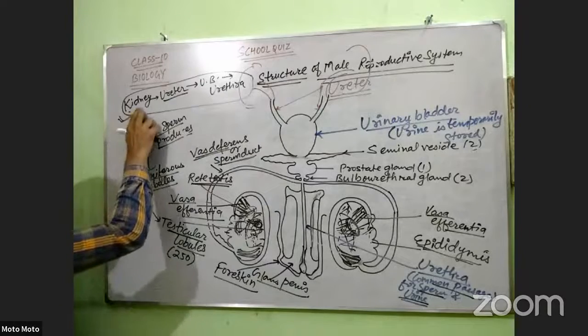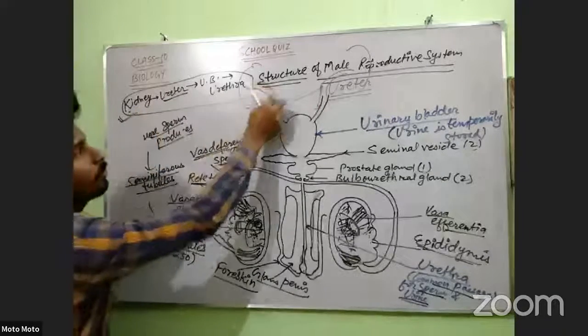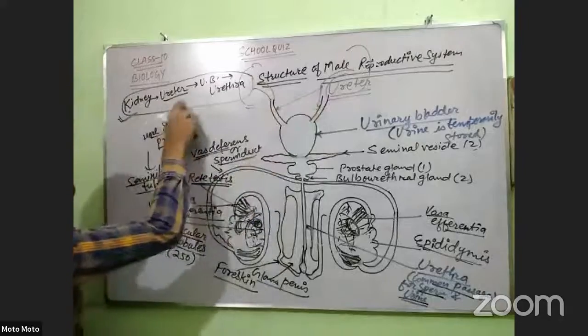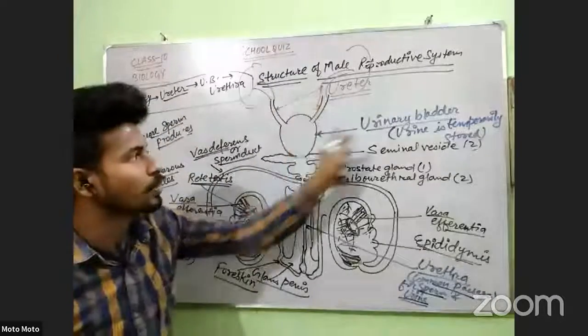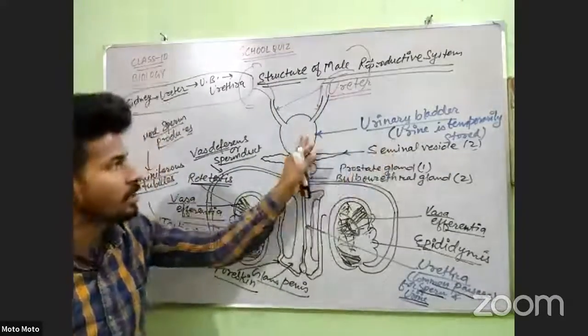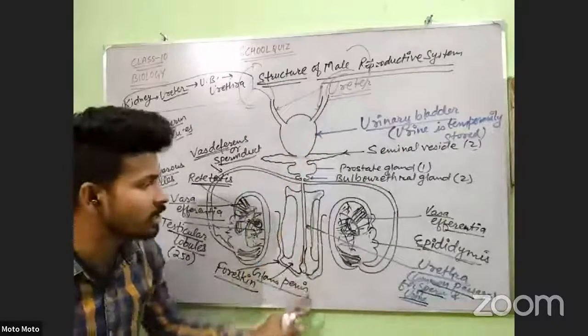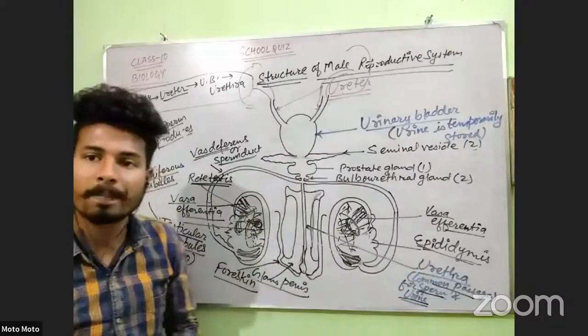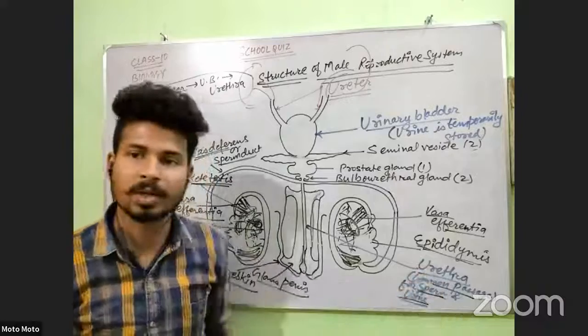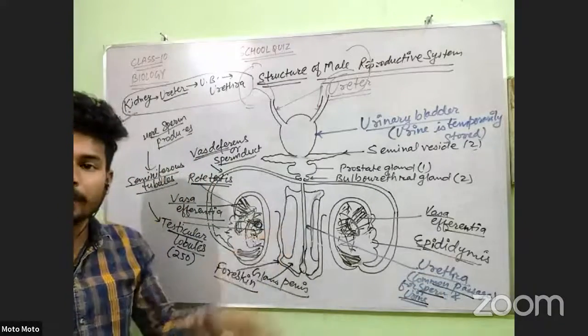The kidney has two ducts that come out, named the ureter, and the ureters join with the urinary bladder. This urinary bladder eventually leads into a single opening or common passage named the urethra. This is the passage for urination.